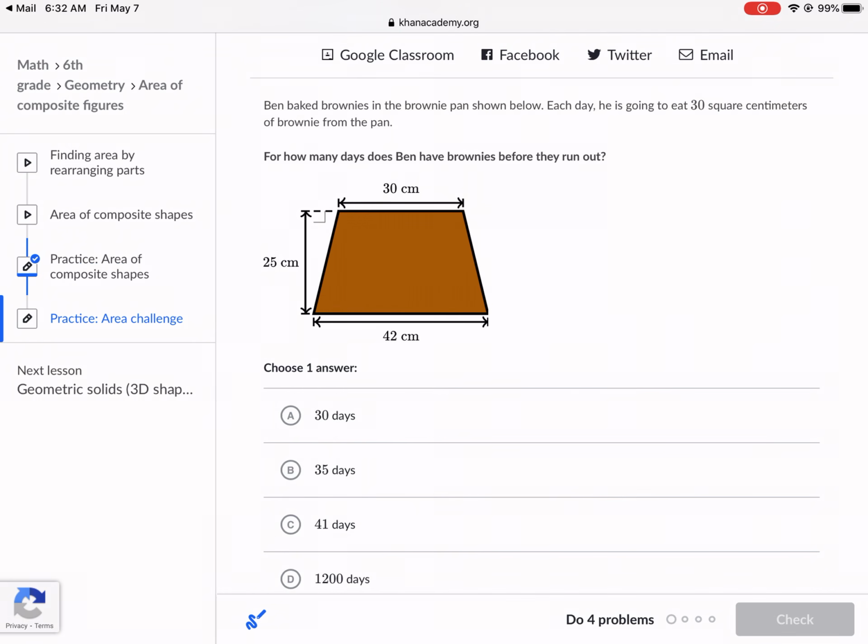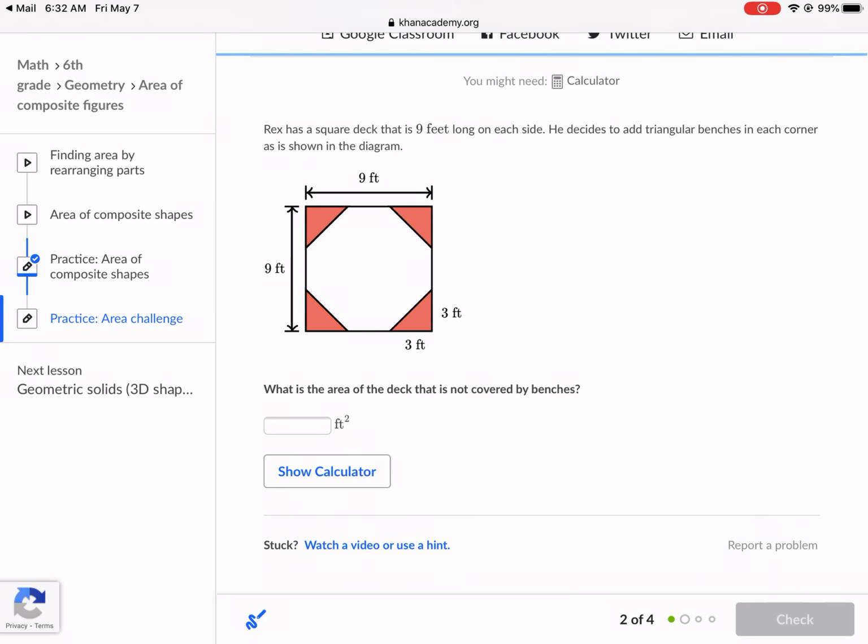That's kind of disgusting. He's going to be eating this giant brownie for a month. Okay, anyway, let's move on.